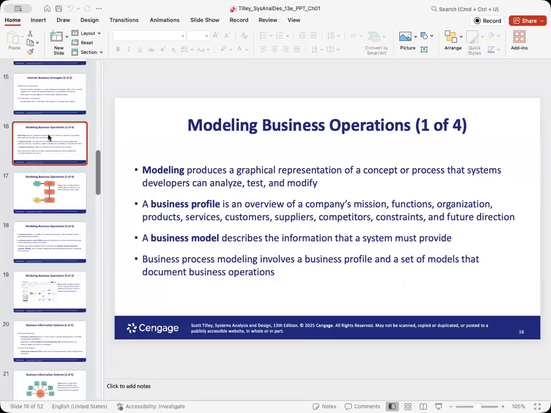And then we also have business process modeling, which involves a business profile and a set of models that document business operations. So we have already talked about modeling, that is producing graphical representations of particular concepts that are within your mind. And then the business process is how you use the models to describe your business profile.